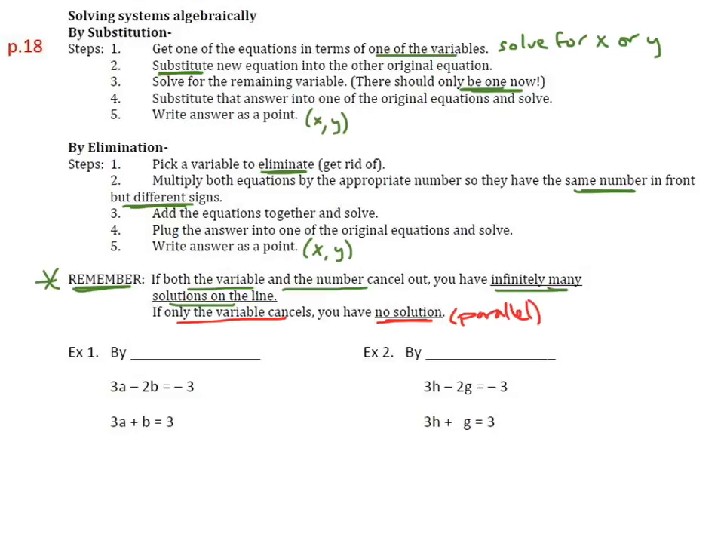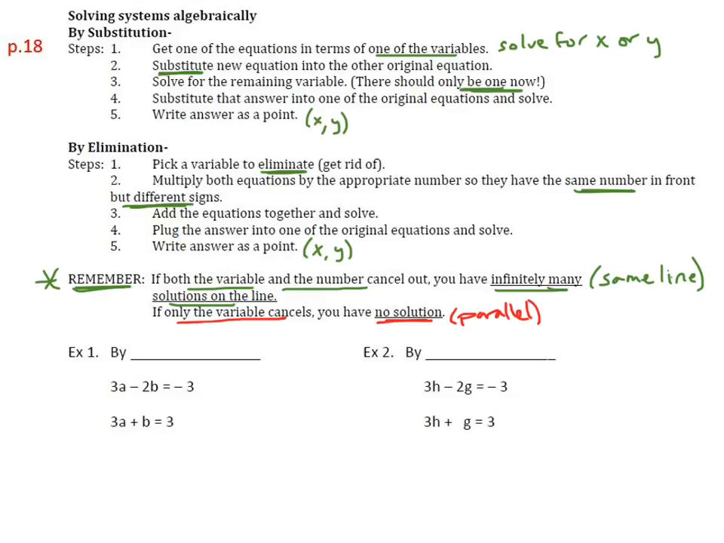Okay, so just like before, infinitely many, they're going to be the same line, but both the number and the variable will cancel out, letting you know it's infinitely many solutions on that particular line. If only the variable cancels out, then there would be no solution because those are parallel lines. So we do want to keep that in mind as we work through today's problems.